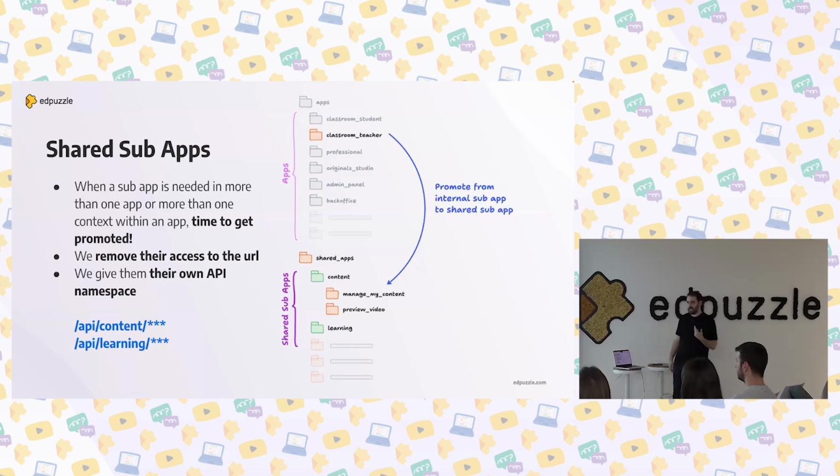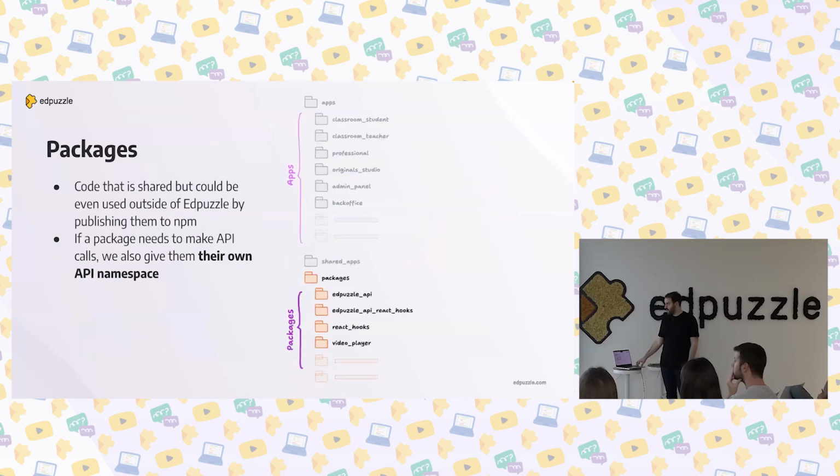So if it's hard-coded inside, you're going to have to pass some ugly prop like is edpuzzle.com classroom teacher, and that grows to infinity. And the other change that we make that is very important is when they get promoted, they also earn their own namespace in the API. This is quite important. And later when we talk about state management, you'll see why.